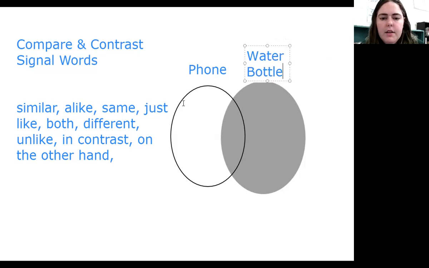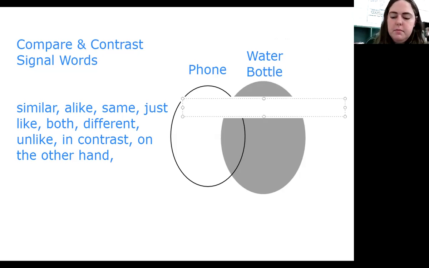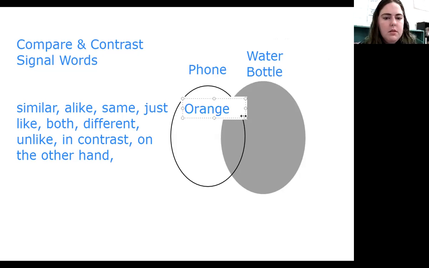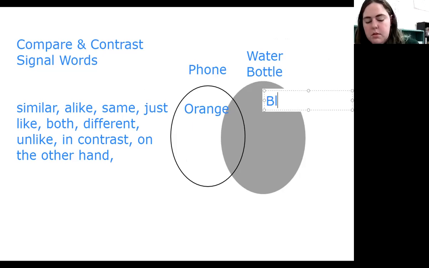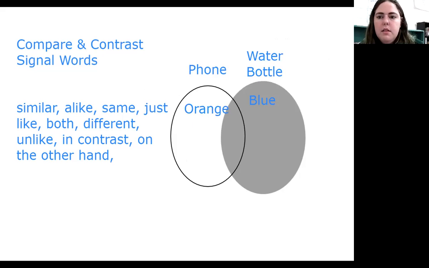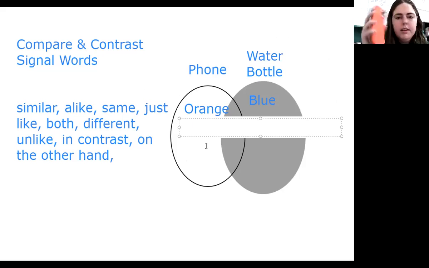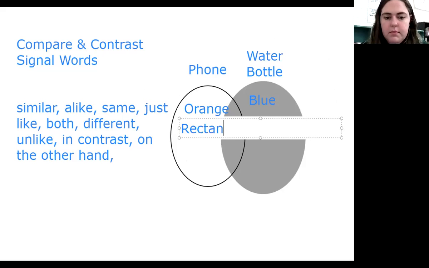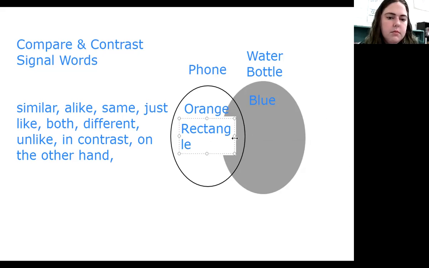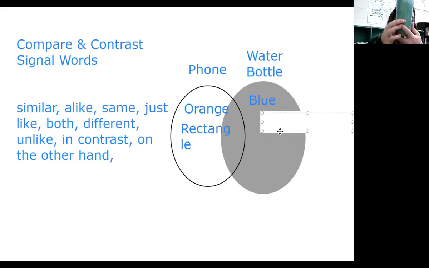So then we'd have, my phone is orange. My water bottle is blue. My phone is a rectangle, while my water bottle is like a cylinder. So it's a 3D circle. So cylinder.